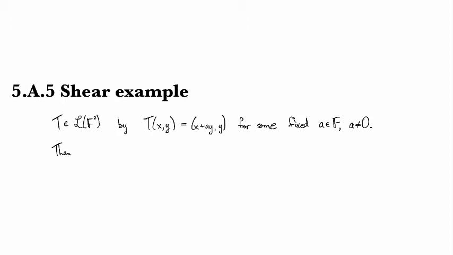Then let's see. T of x comma 0 is going to be x comma 0. So lambda equals 1 is an eigenvalue. And the x-axis, or the first coordinate, is going to be an invariant subspace.